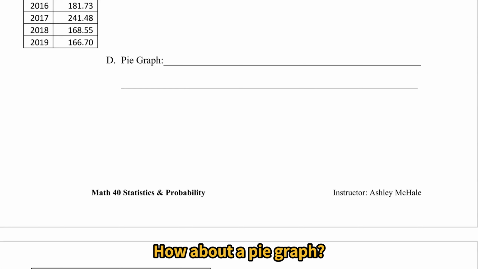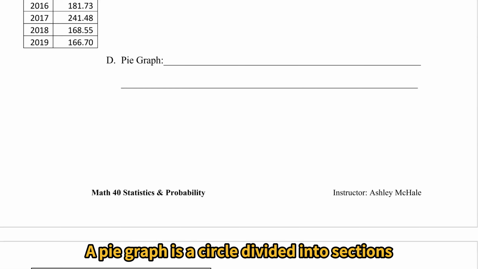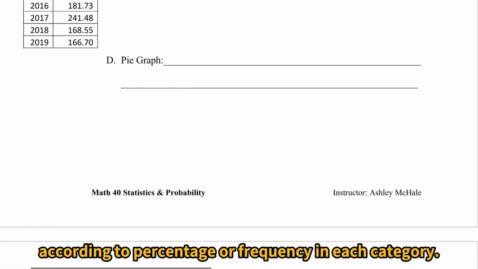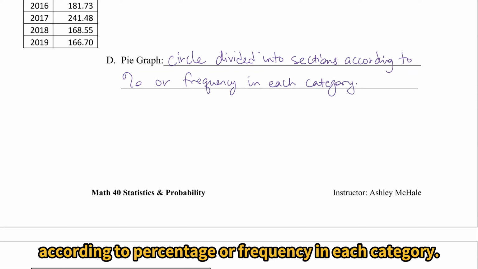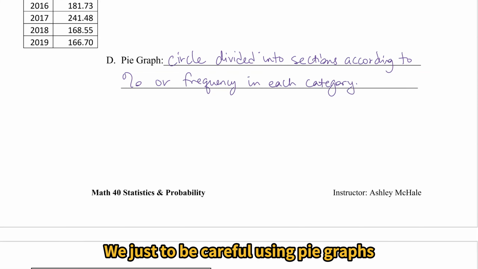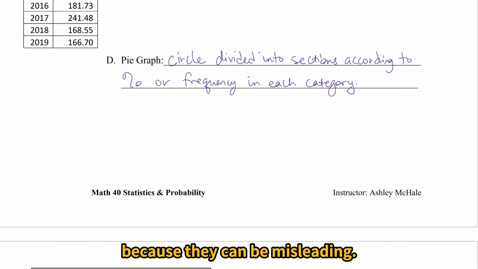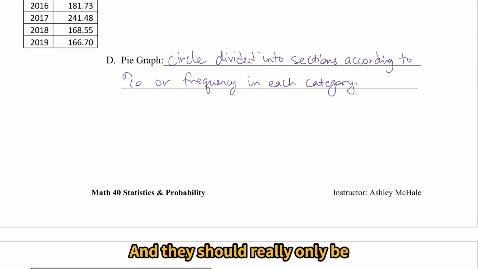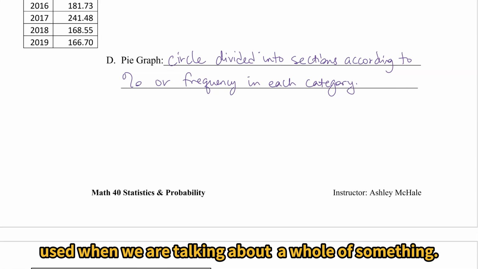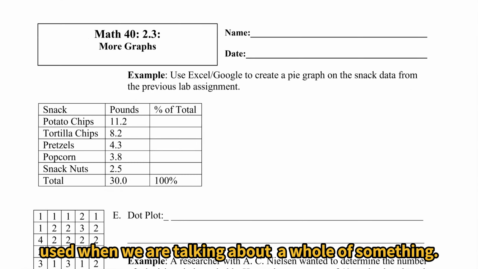Now how about a pie graph? A pie graph is a circle divided into sections according to percentage or frequency in each category. We do have to be careful using pie graphs because they can be misleading, and they should really only be used when we're talking about a whole of something.